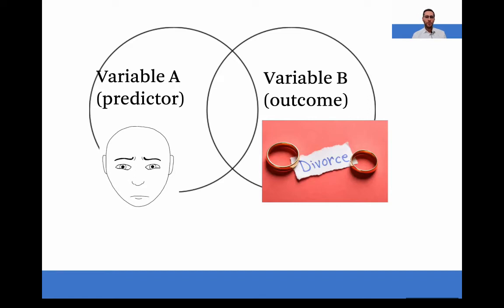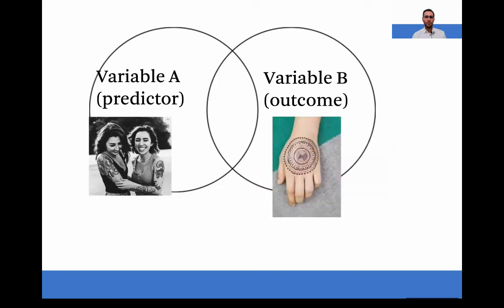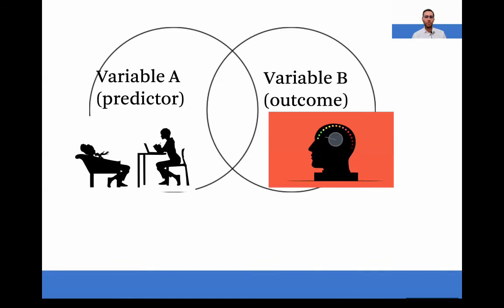And we can use the same process for other types of research questions. Maybe we can predict whether people choose to get tattoos based on whether their friends have tattoos. Maybe we can predict increases in mental health over time based on whether people go through psychotherapy. This is the process we typically go through in psychology research. Now this leads to our next question.